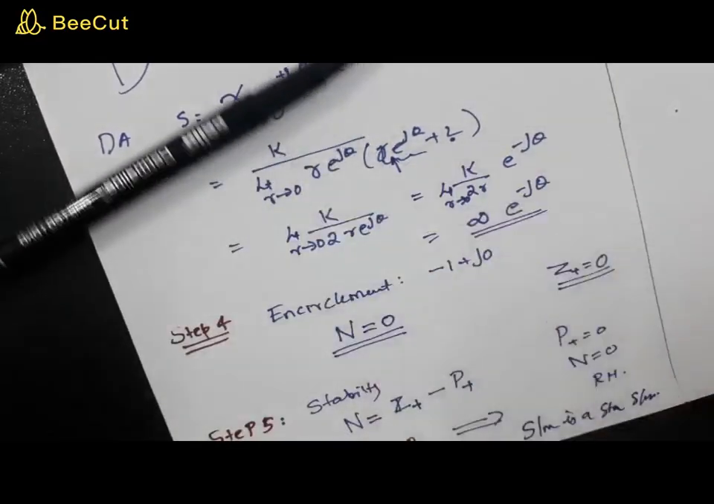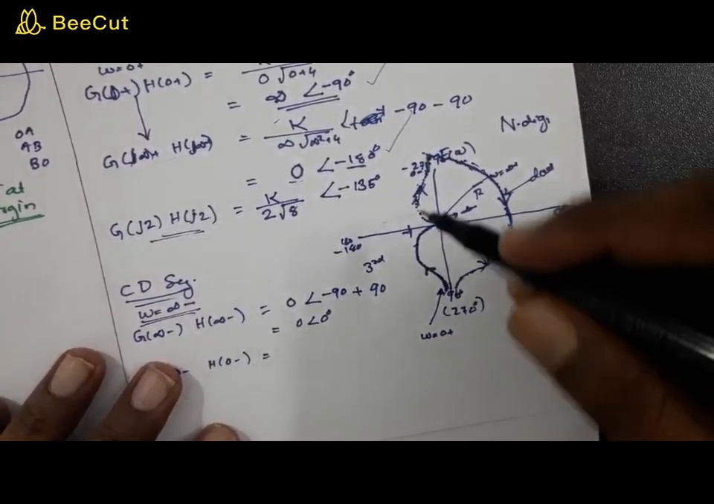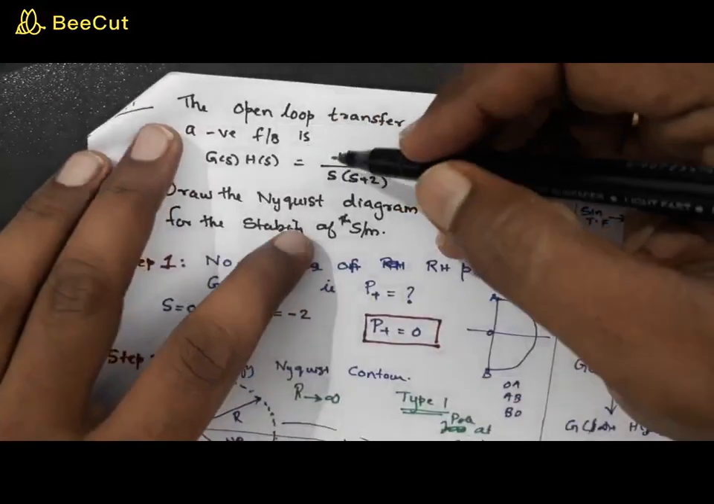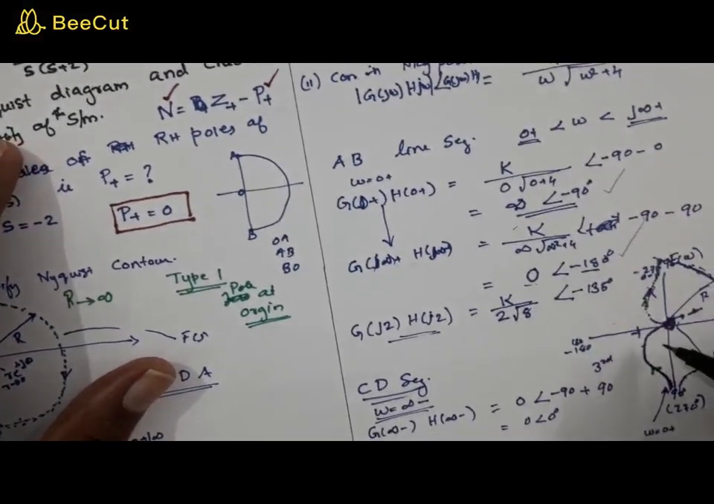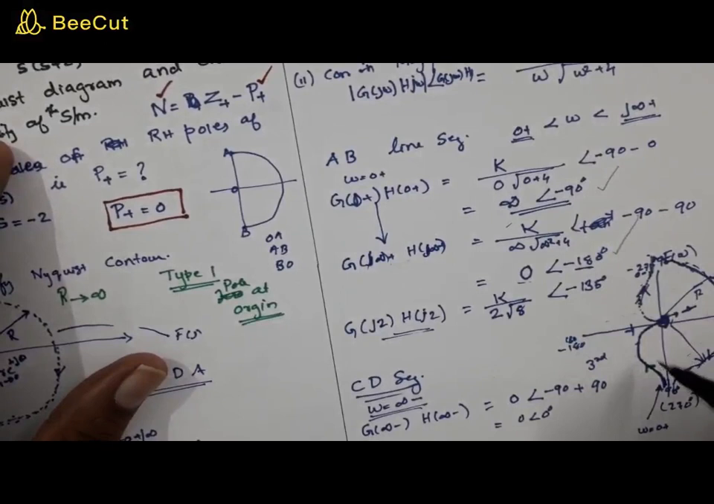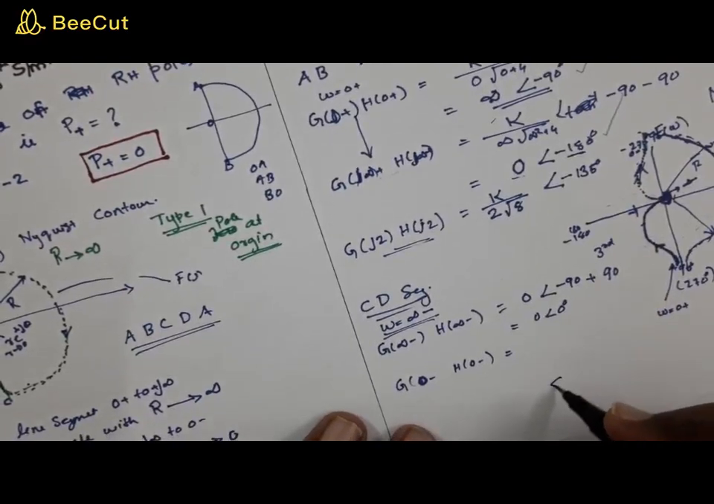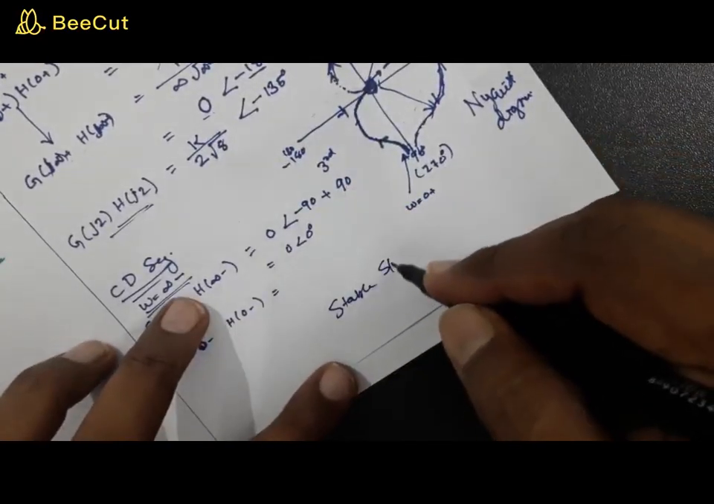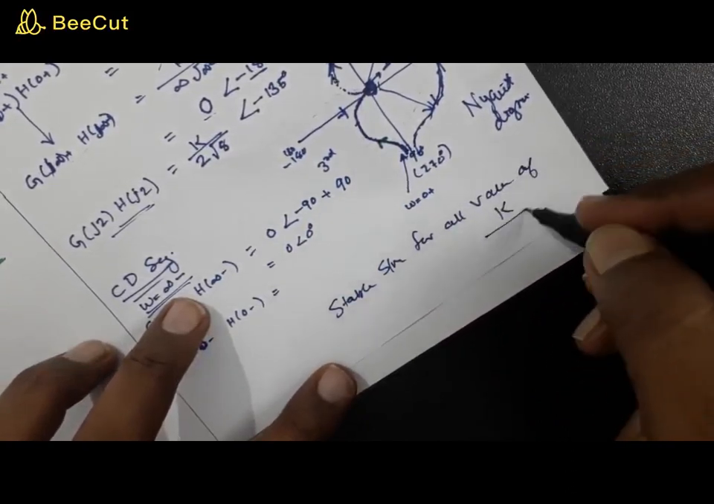Now it is also independent of the value of k. Whatever may be the value of k, the picture is going to be like this, so this is not going to encircle the point. That is, this is totally independent of k. In other words, this is a stable system for all values of k. Okay, that's it.